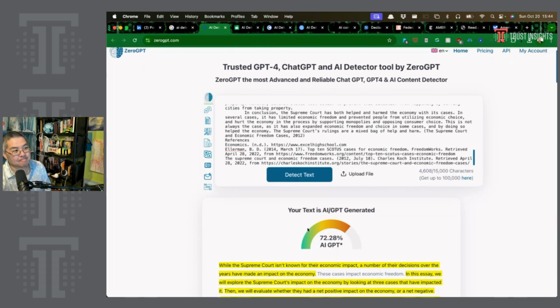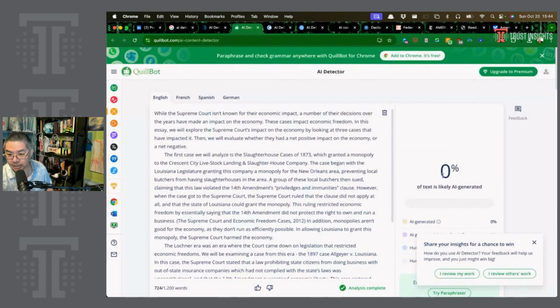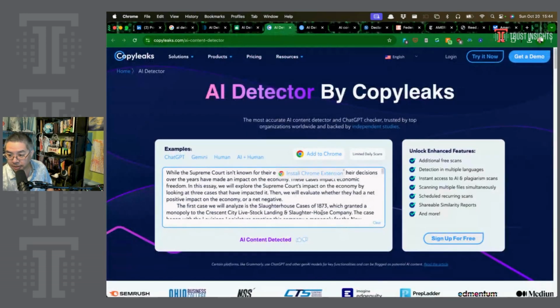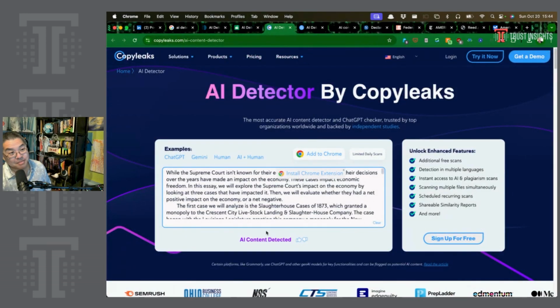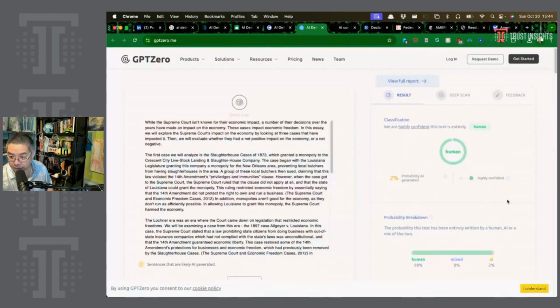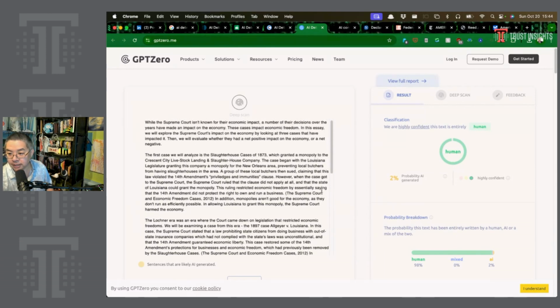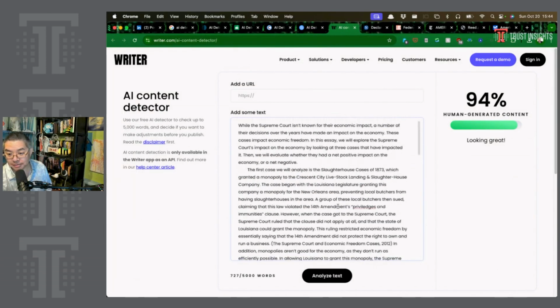72% AI. Cool. So this would get my kid kicked out of school, right? If you were using this particular detector. This one came out with 0%. This one came out AI content detected. Look at that. This one came out 2%. Doesn't say, it's not highlighting well which ones it is. This one came out 94%. So saying, hey, there's probably some AI content in here.